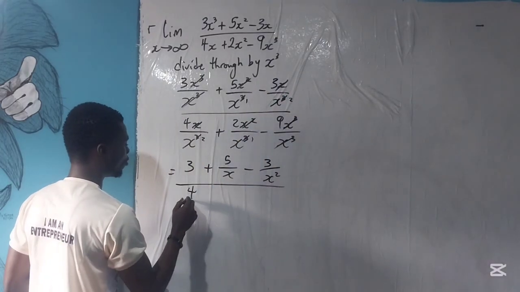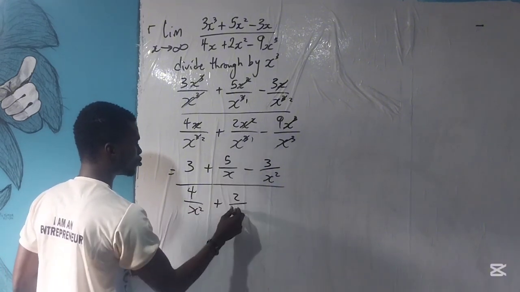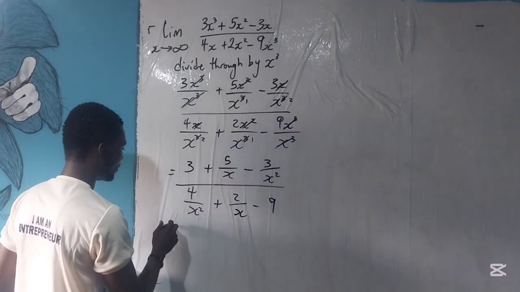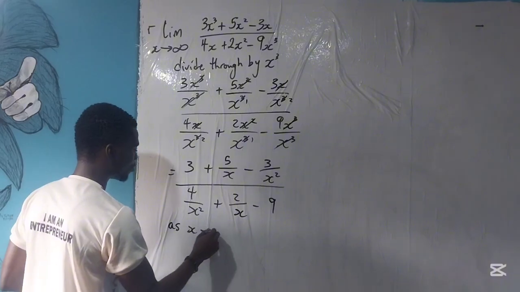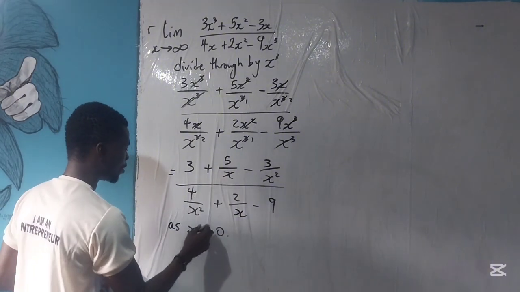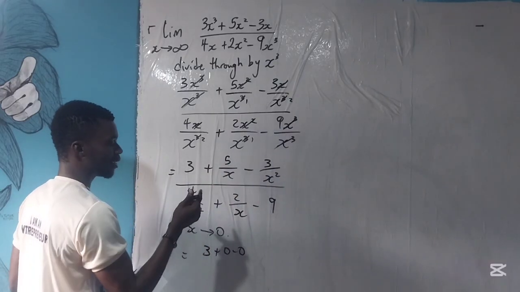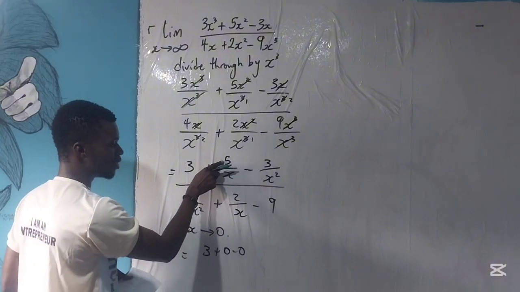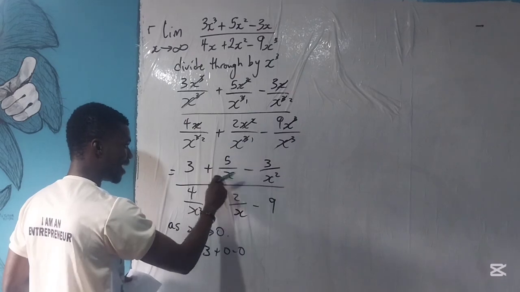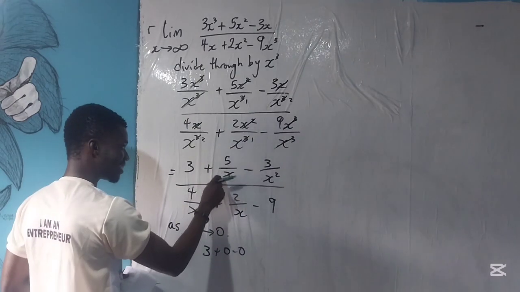Same thing here, we are going to have 4 over x squared plus 2 over x minus 9. Now, what do you now do? You now say as x tends to infinity, wherever you see x will be 0. So that means you have 3 plus 0 minus 0. This will be 0, this will be 0. Even though it's not like 5 divided by 0, no. But the main function itself that is having that x will be 0. That's what it means.